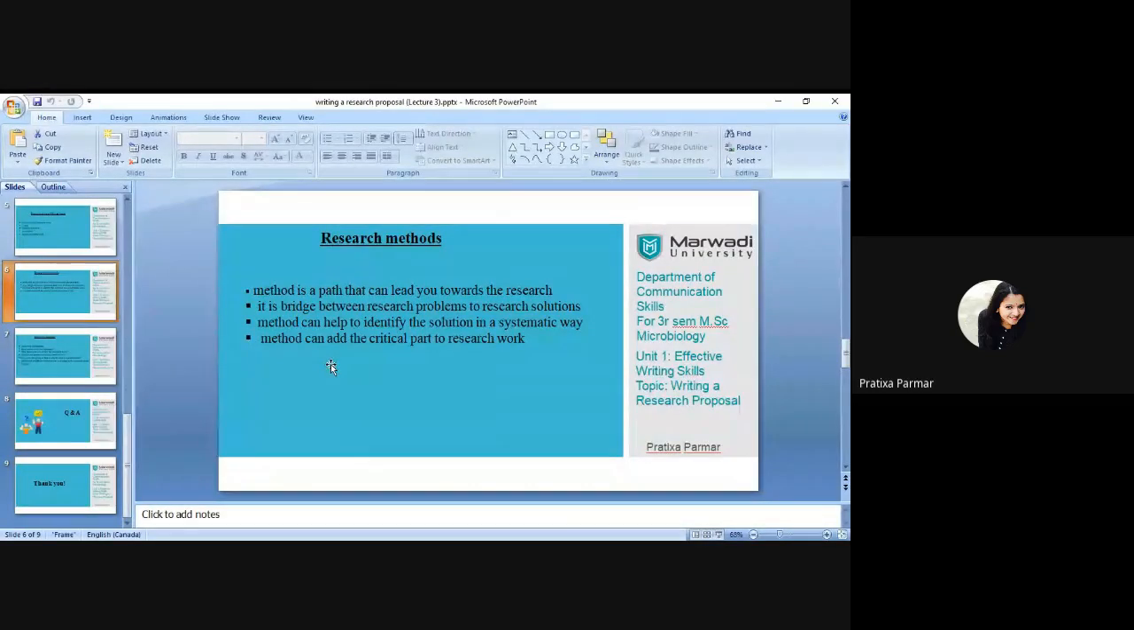Let's talk about, so in this session, I'm just giving you the general idea about research method. Research method can also help in identifying the solution in a systematic way, and it can also add the critical part to your research work. So what would be the critical part? It could be the critical concepts and critical terms that you are going to use while writing a research proposal.